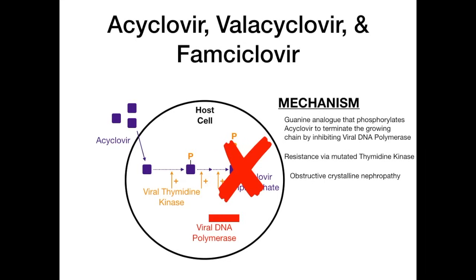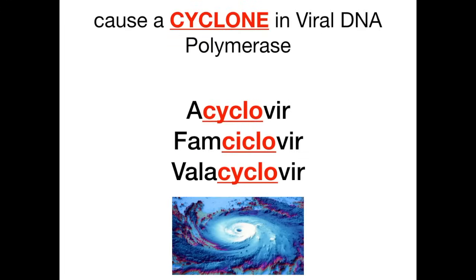So the way that you can remember this is that your three drugs that have cyclo in the name cause a cyclone in viral DNA polymerase. So if you imagine a cyclone, a growing cyclone, as that cyclone spins, you've got the growing tail of the cyclone. And I put a little picture on this slide. If you imagine that as the tail spreads out in a circular fashion from the eye of the storm, that's your growing phosphate chain. So these drugs, Acyclovir, Famciclovir, and Valacyclovir, cause a cyclone in the viral DNA polymerase, so the viral DNA polymerase can't use it. The cyclone has the growing chain, and it just messes up all of the viruses that these drugs treat.